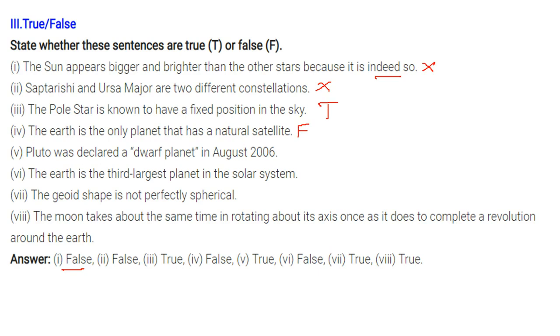Pluto was declared a dwarf planet in August 2006, and this is indeed correct. The Earth is the third largest planet in the solar system, and this is incorrect. It is distance-wise third with respect to the sun. The geoid shape is not perfectly spherical, and the answer is true. The moon takes about the same time in rotating about its axis once as it does to complete a revolution around the Earth, and this is almost the correct answer, so we'll make it true.